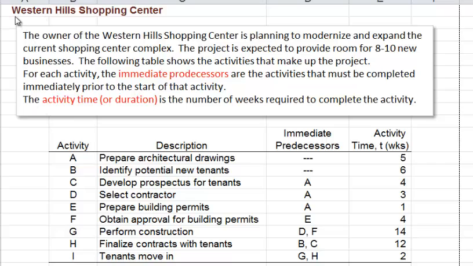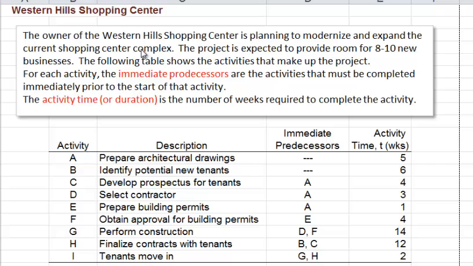Now let's take a look at the first example in the textbook chapter, Western Hills Shopping Center. This is a kind of construction project. So here we have a shopping center. The owner wants to modernize and expand the shopping center so that he could add more tenants. So he should be able to provide room for 8 to 10 new businesses.